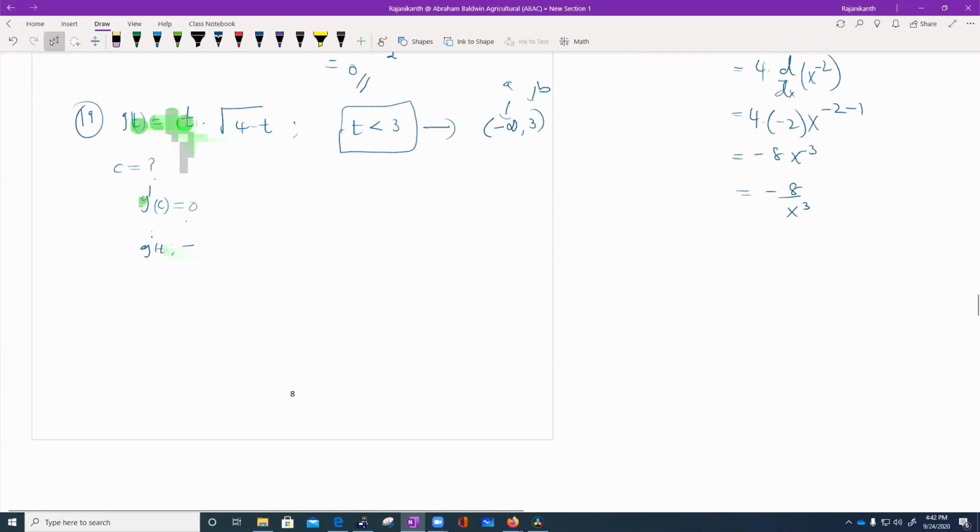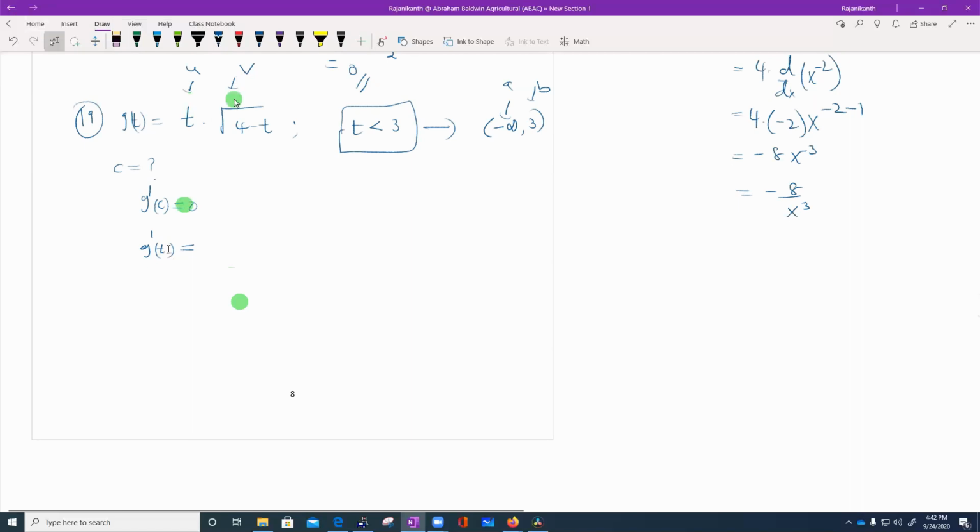Remember now, you have to use the product rule, right? t times the square root of 4 minus t. So use the product rule, no confusion. You already have g here, right? So let me use 2 different letters, otherwise you'll be confused. So say this is u and v.